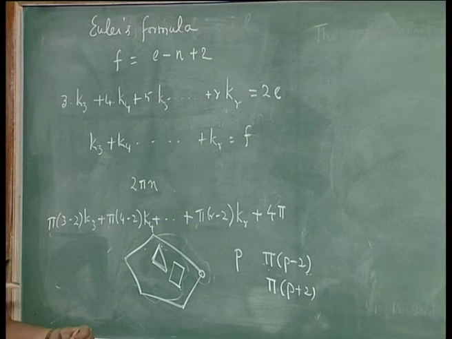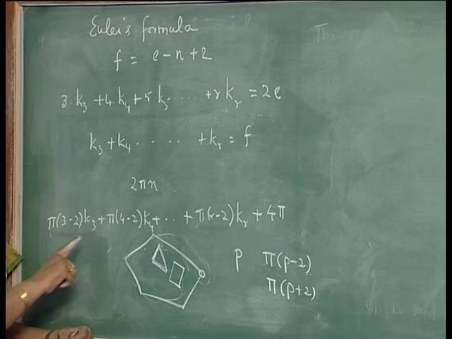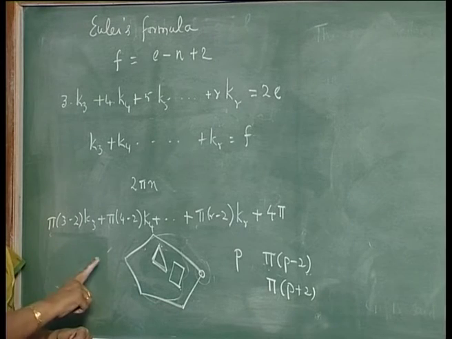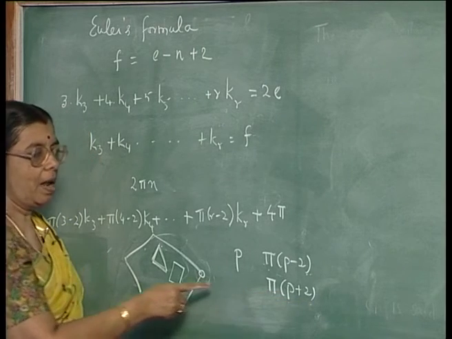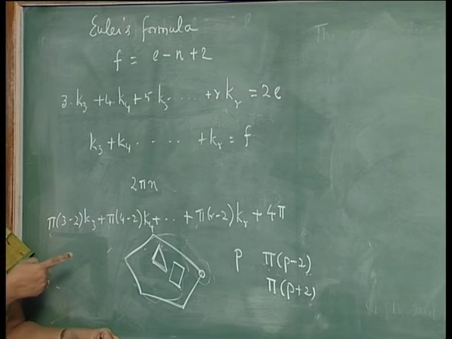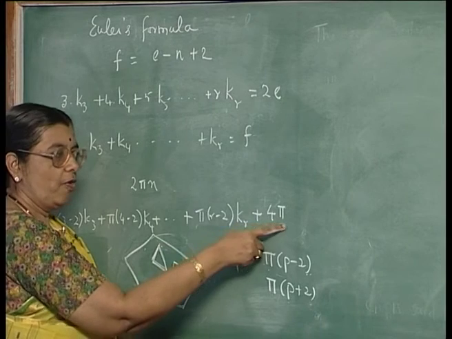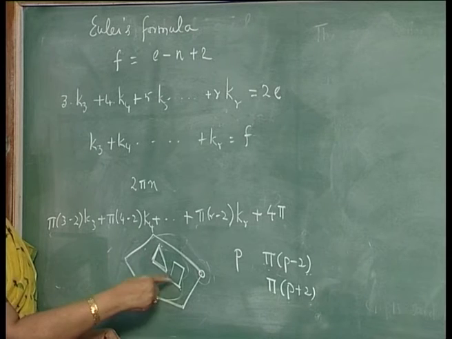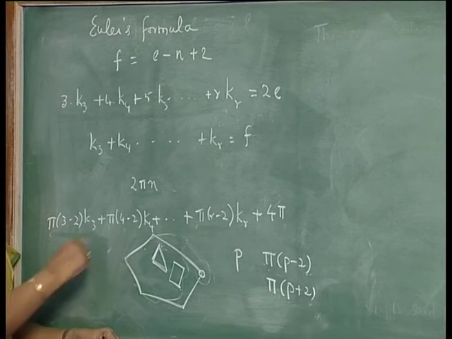But you must remember that one of these polygons covers the outside region. So, for one polygon out of these, you must use pi into p plus 2 rather than pi into p minus 2. We do not know which is the outside polygon. So, whatever it is, for one of them you have to add 4 pi. So, if you count like this, the angles around each node will sum up to this quantity.